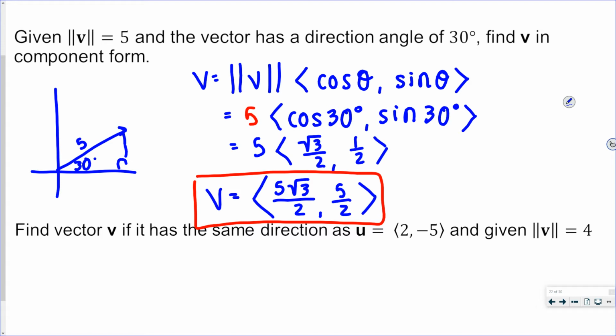So guys, obviously, this is the horizontal component. That's this distance. You could have also just called this x. You could have solved this using right triangle trig. You could call this y.